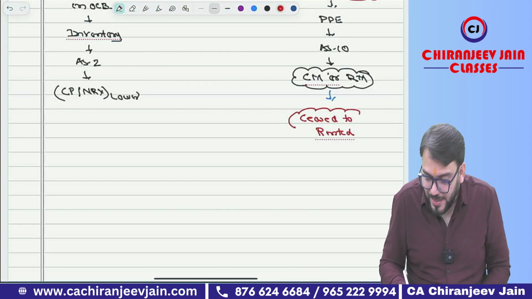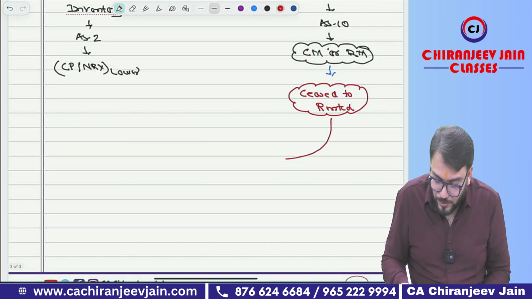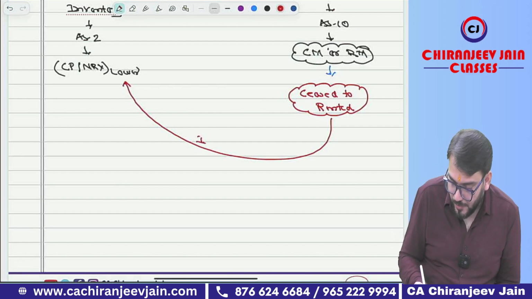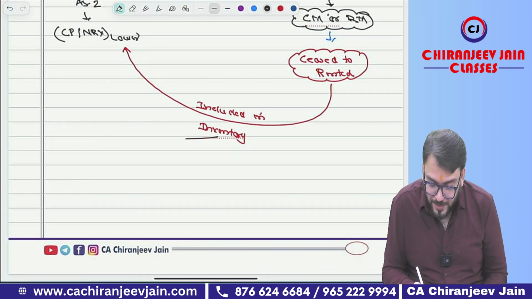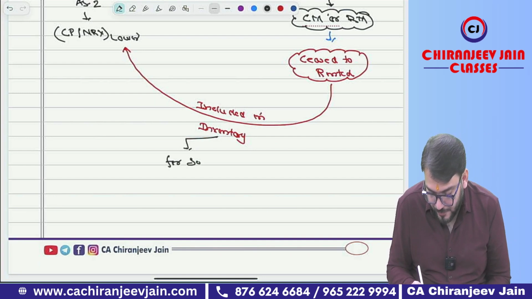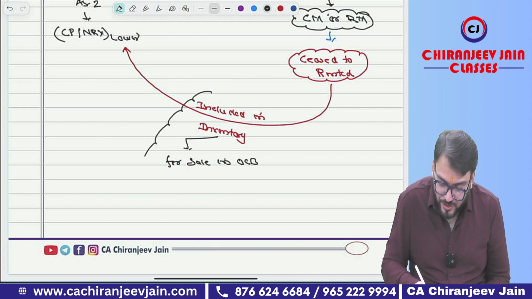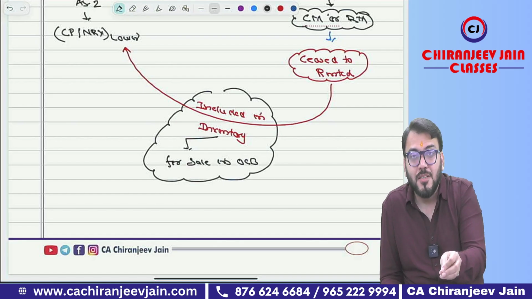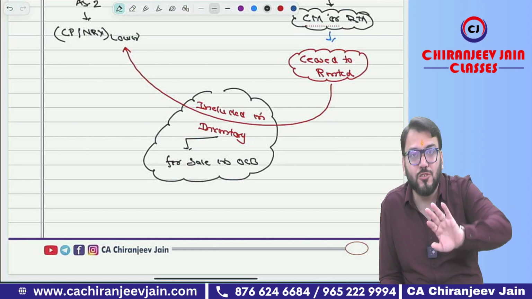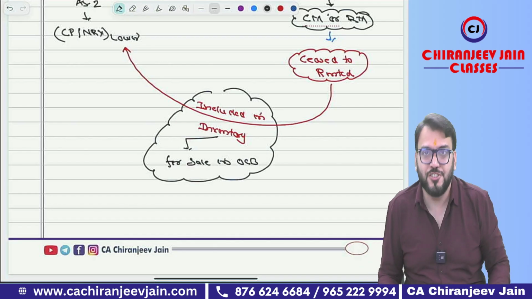And when it ceases to be rented, it will be included in inventory, and can I say included in inventory, but now for sale in OCB. Are you getting what I am saying? It is quite possible the car which was initially given on rent to others, now after 2 years, ceases to be given on rent and is included in inventory for sale in ordinary course of business. It is a routine part of many businesses.